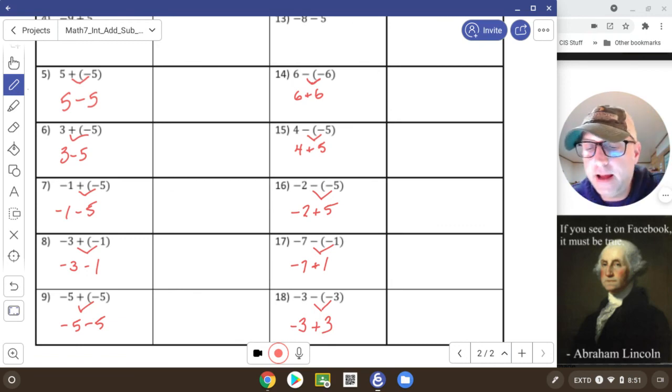Okay, phase 1 done. We'll take a break, and then we'll run through which rule to use. And then round 3, we'll actually do them.